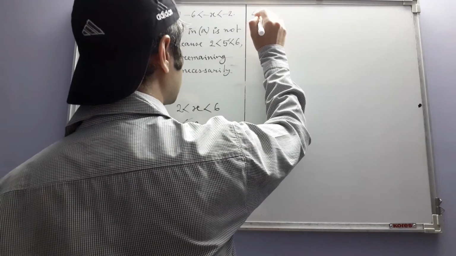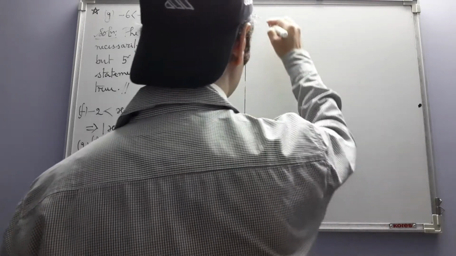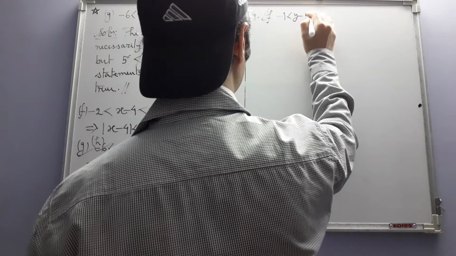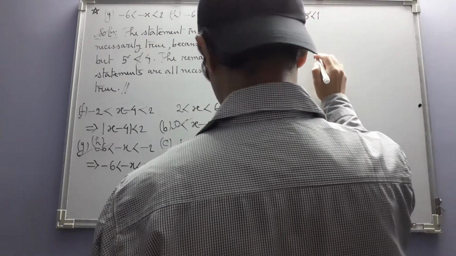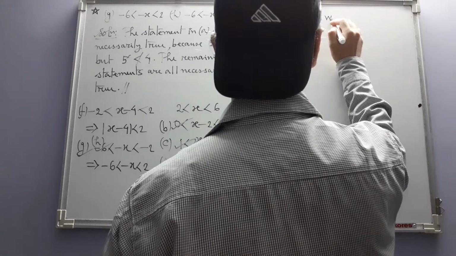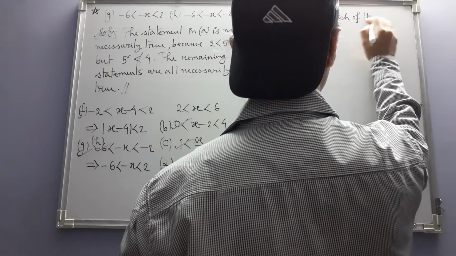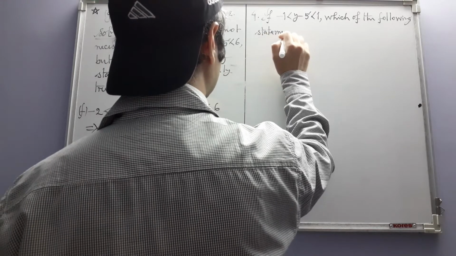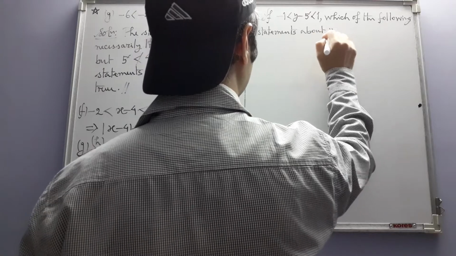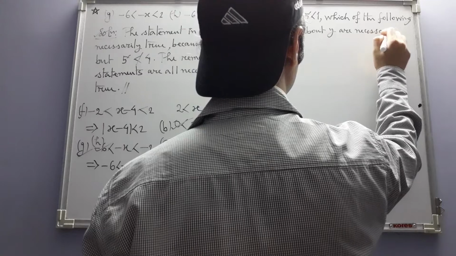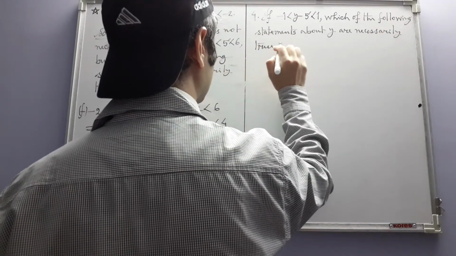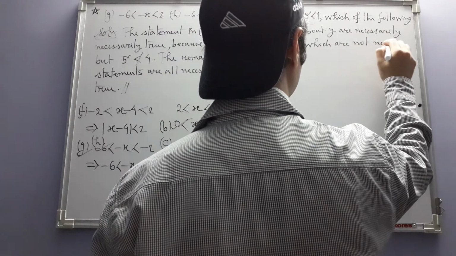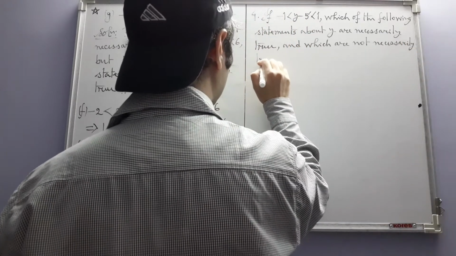Then exercise 4. If minus 1 is less than y minus 5 and y minus 5 is less than 1, then which of the following statements about y are necessarily true and which are not necessarily true.